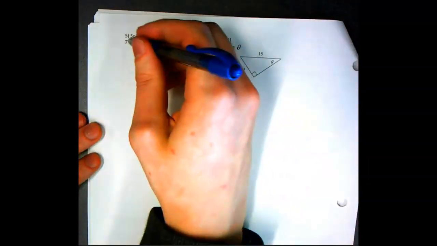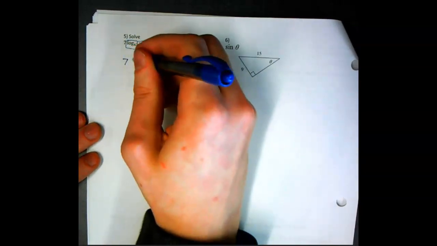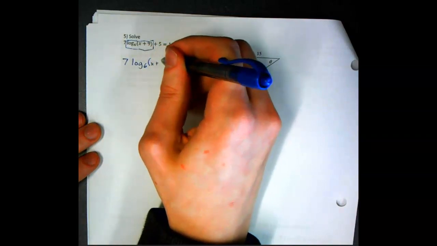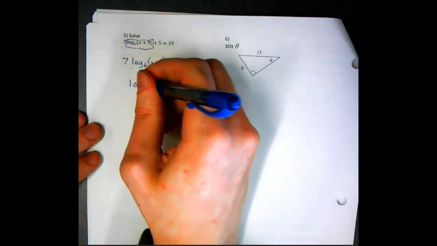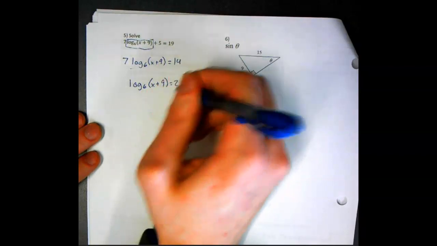For problem 5, we're going to be doing something similar. We want to get that log by itself. So we'll start out by subtracting 5, and we'll have 7 log base 6 of x plus 9 equals 14. We'll divide both sides by 7. We have log base 6 of x plus 9 equals 2.